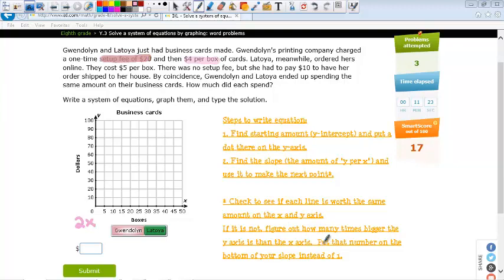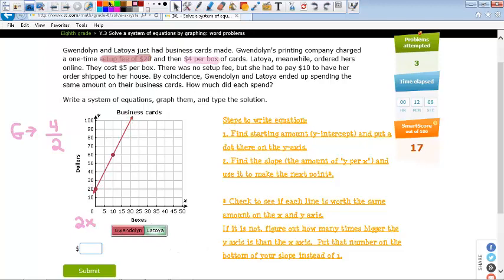And what we do is when we find our slope, instead of putting 1 on the bottom, we put this number, how many times bigger it is. So looking at Gwendolyn, her slope is 4, and instead of the slope being 4 over 1, Gwendolyn's slope will be 4 over 2, which is the number of times bigger 10 is than 5. Alright, so let's graph that. Gwendolyn starts at $20, and for our slope we're going up 4 over 2 because this is 2 times bigger.